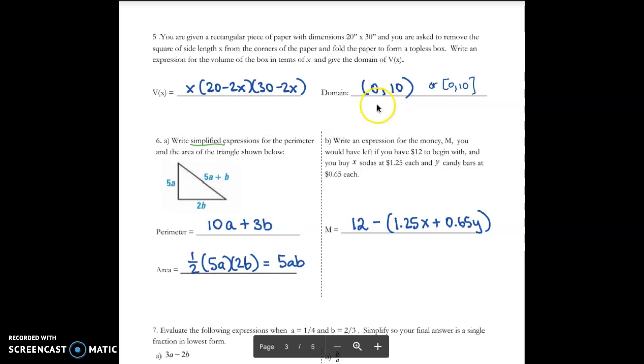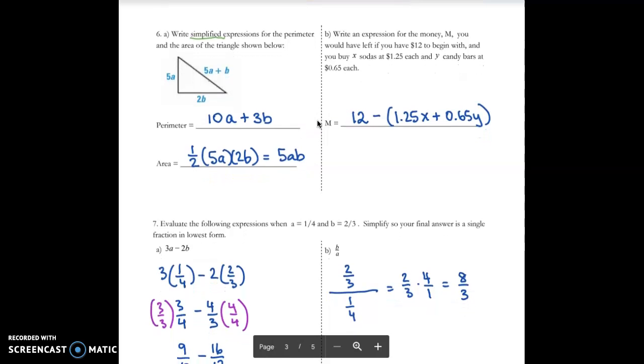The largest cutout you could remove from either side is 10, because if you cut more than 10 out, then you would run out of paper on the shorter side of the cardboard. So the domain is 0 to 10. We accepted 0 to 10 inclusive.